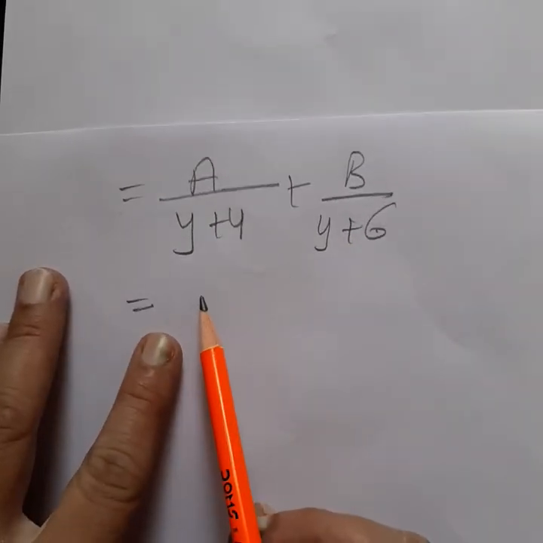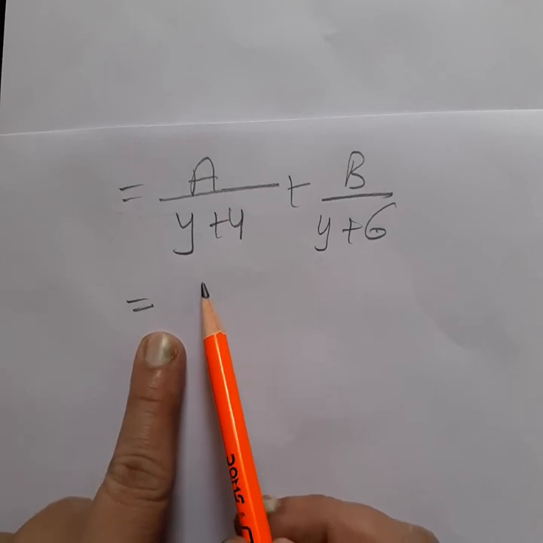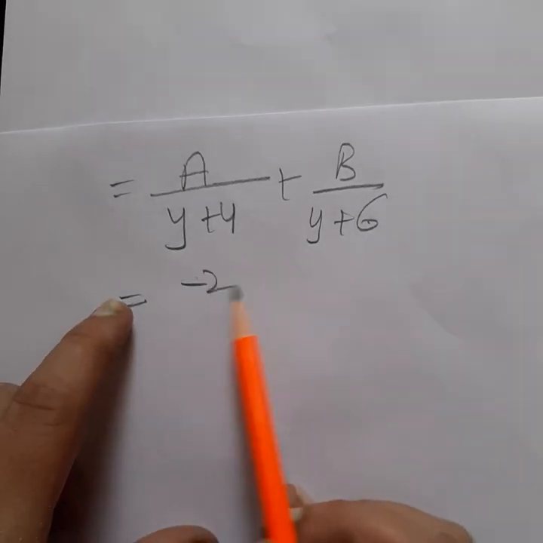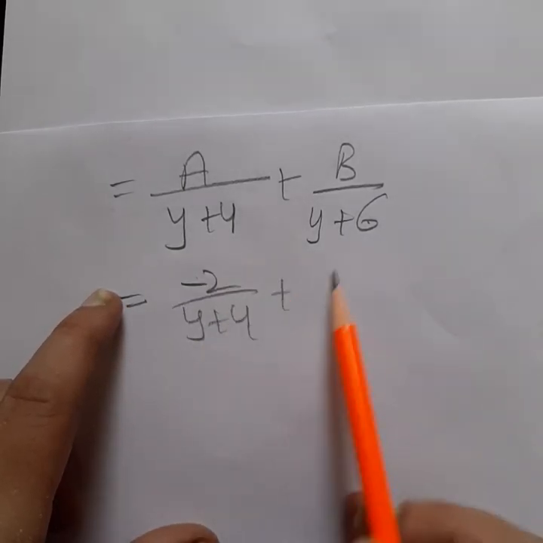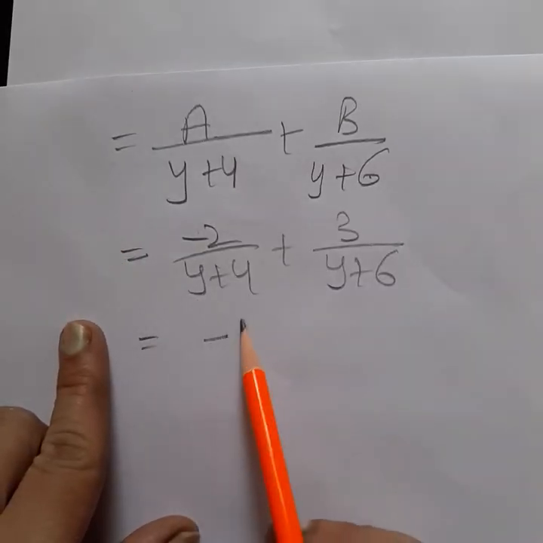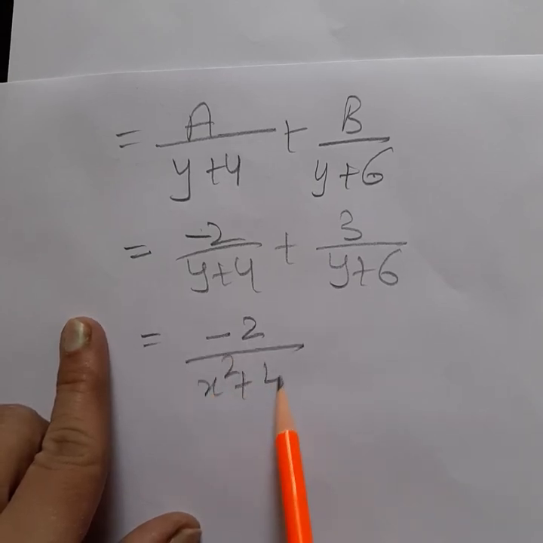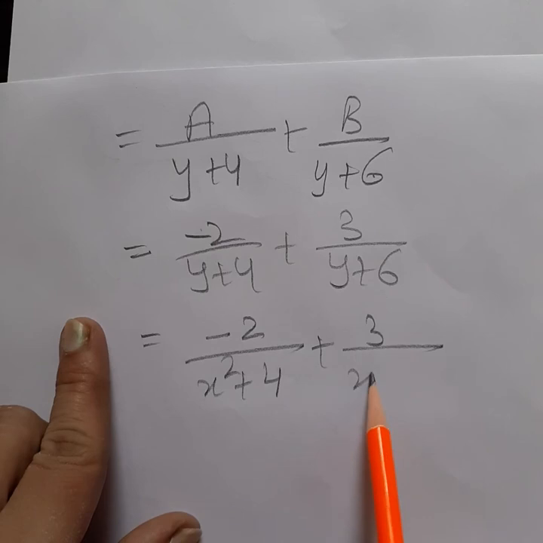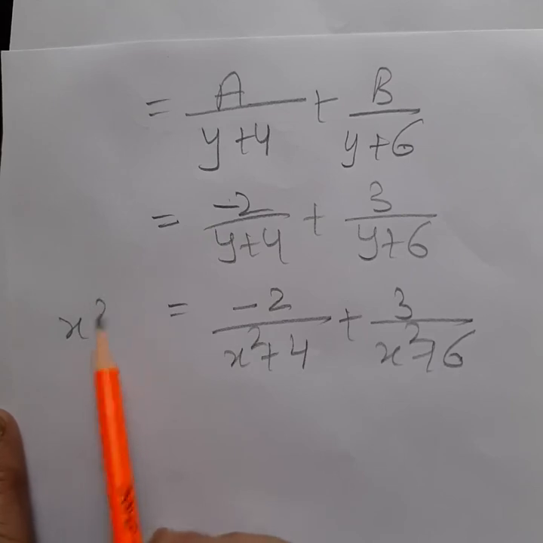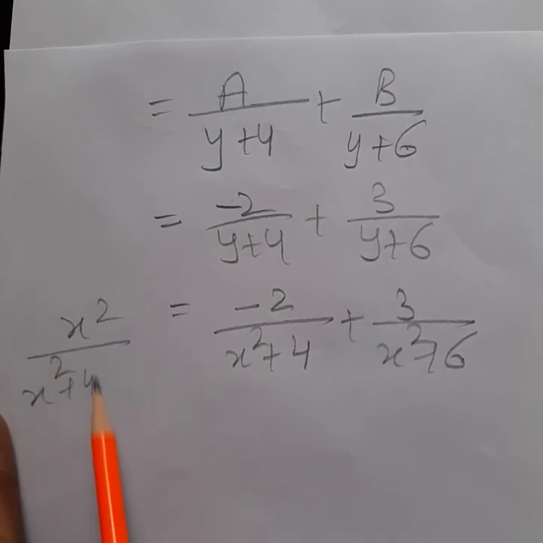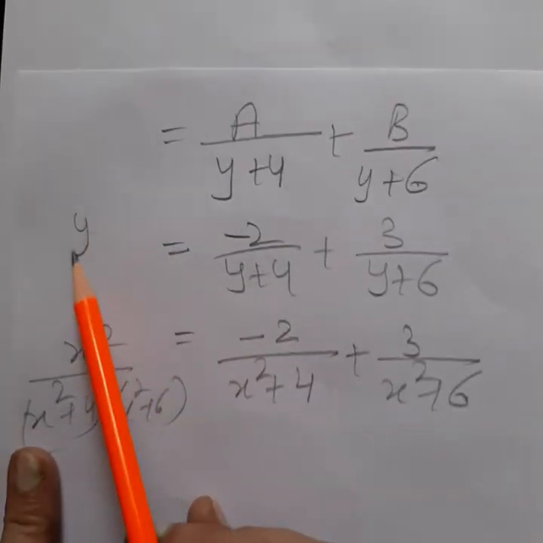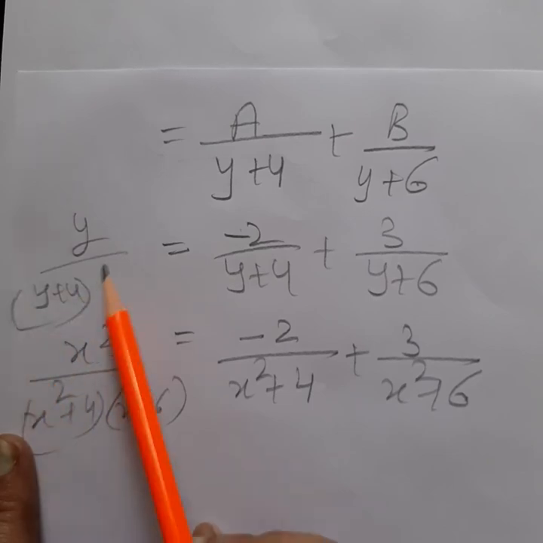Now we put the value of a, which we get here as minus 2, and the value of b is 3. Now we put the original value of y in the end, that is x square plus 4, and in this equation also we have the value x square plus 6, and you can write your original function here, x square plus 4 and x square plus 6. And what is the above equation? That is y plus 4 and y plus 6.